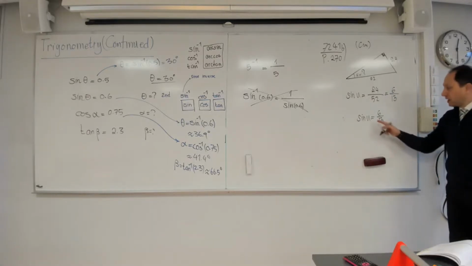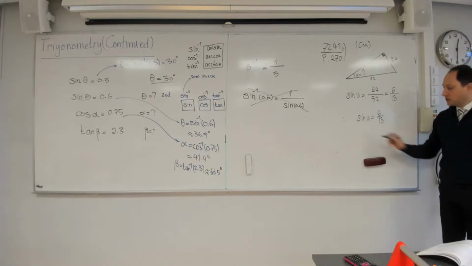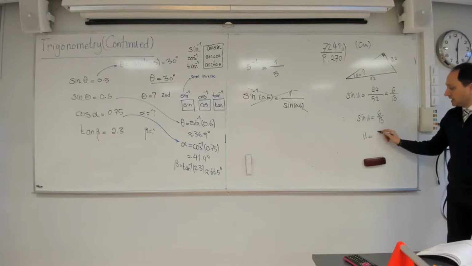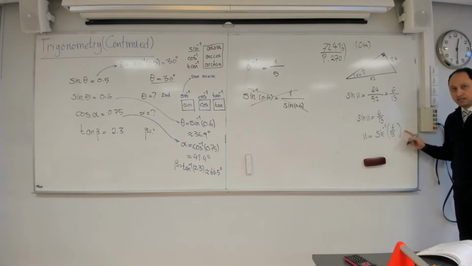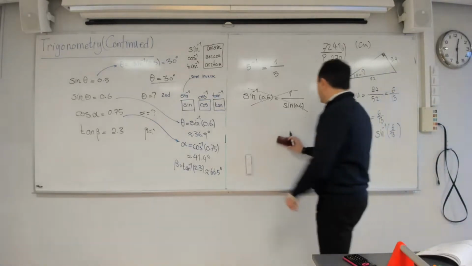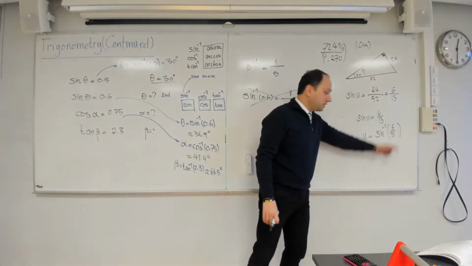But my point is to find u, and sine is given. So it means that u is exactly equal to sine inverse of 6 over 13, and this answer is expressed in degrees. But of course, if you want an approximate value to get a feeling about the size of that angle, you have to punch this in your calculator.